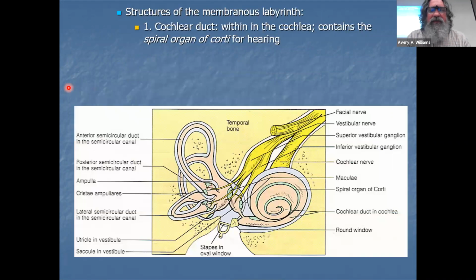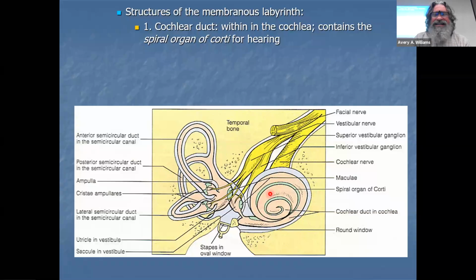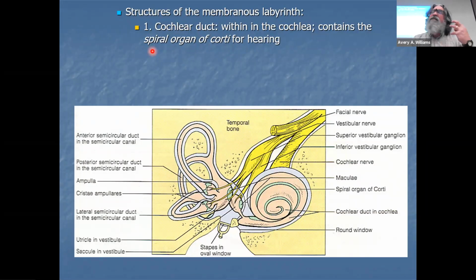Structures of the membranous labyrinth include, inside the cochlea, a cochlear duct. And the cochlear duct contains the actual organ associated with hearing, called the spiral organ of Corti. You'll probably study the function of this and how it works in physiology. I don't really get into it in lecture, but that's where it's located. It's in the cochlear duct of the cochlea.